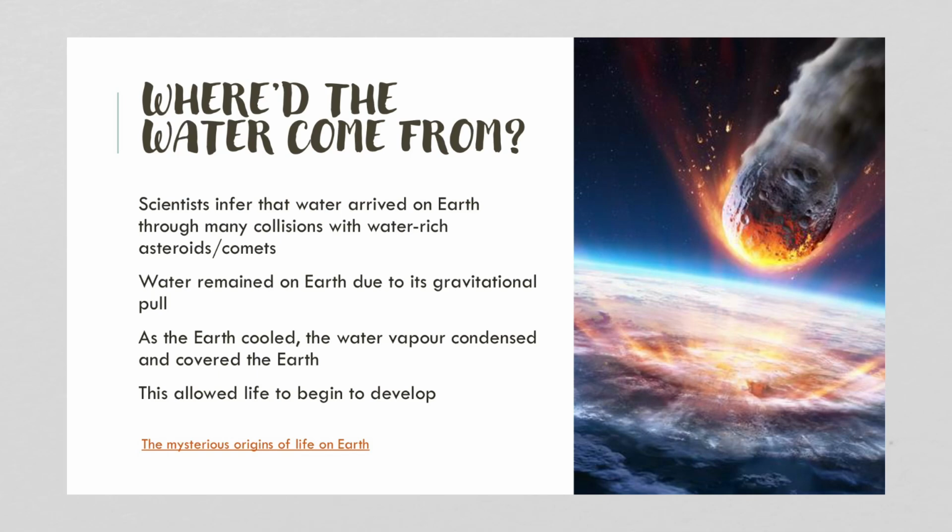So the question is, where did the water come from in the first place? So scientists inferred that water arrived on Earth through many collisions with water-rich asteroids or comets. The water remained on Earth because of its gravitational pull, and as the Earth started to cool, the water vapor condensed and covered the Earth, and this allowed for life to begin to develop.